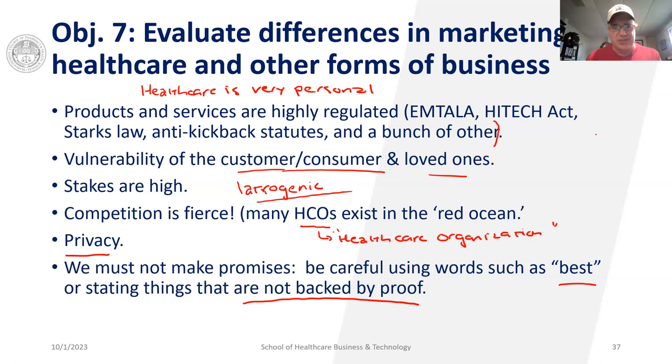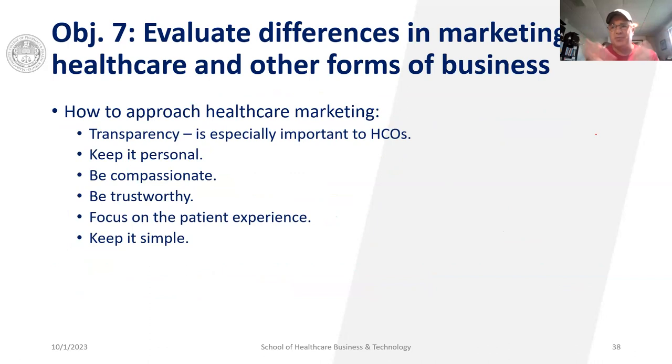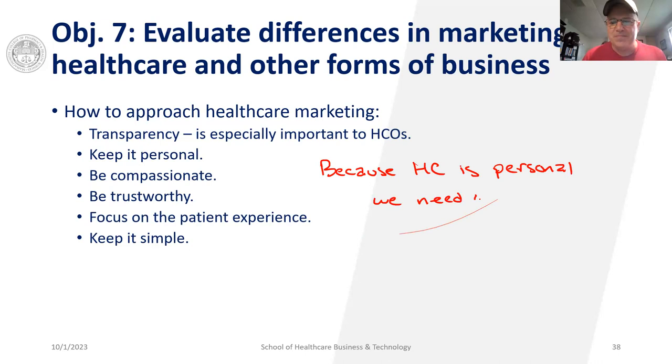And so how to approach it? And this is what the experts, the consensus is. We approach it with transparency, especially important for healthcare organizations. We want to keep it personal because healthcare is personal. Was there my random mark there? Because healthcare is personal, we need to keep it personal. Foot stomp this. Because it's about them. It's about them and it's about their family members.